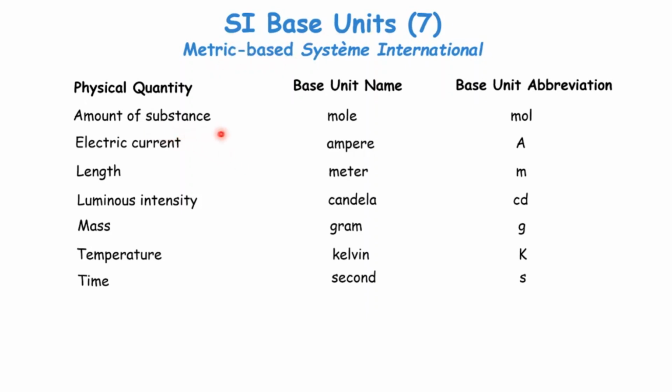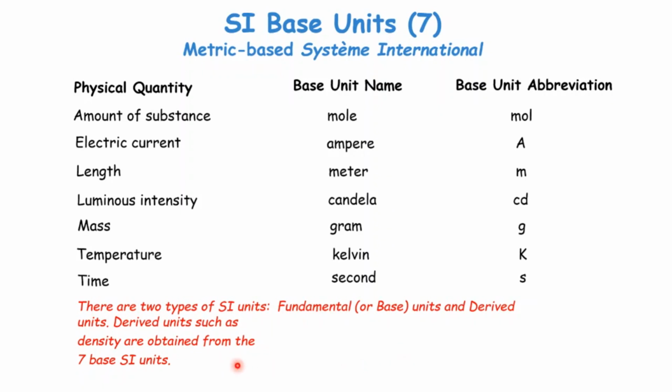Since this is chemistry, I will talk about the chemistry unit first. The amount of substance in chemistry, we use the mole, and this is the abbreviation for mole, mol. For electric current, the base unit is the ampere, and the abbreviation is just a capital A. And we have mass in grams, time in seconds. Those are the 7 base units.